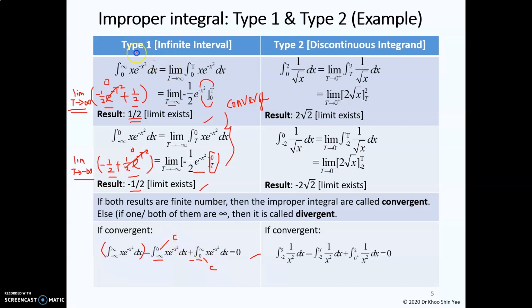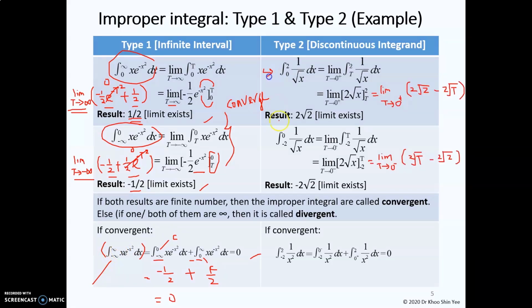Since you have solved this before, we can substitute it inside, and from here the summation is equal to 0. Since the final answer is a finite number, therefore we can say that this improper integral is converged.